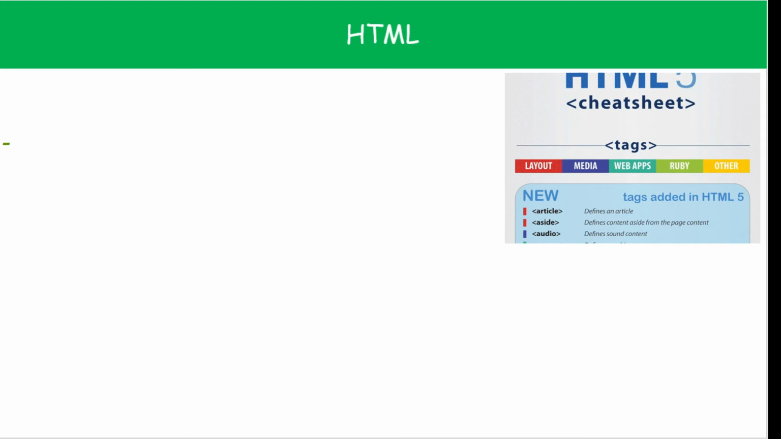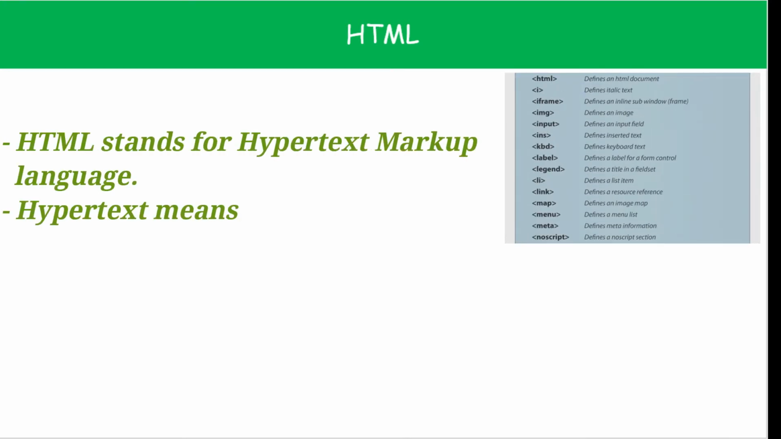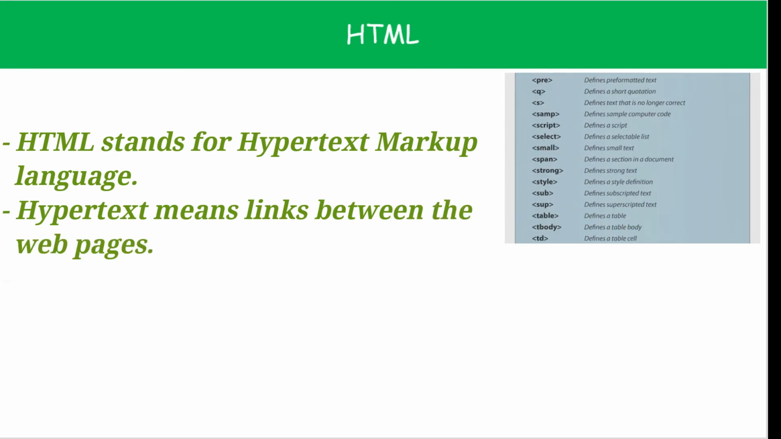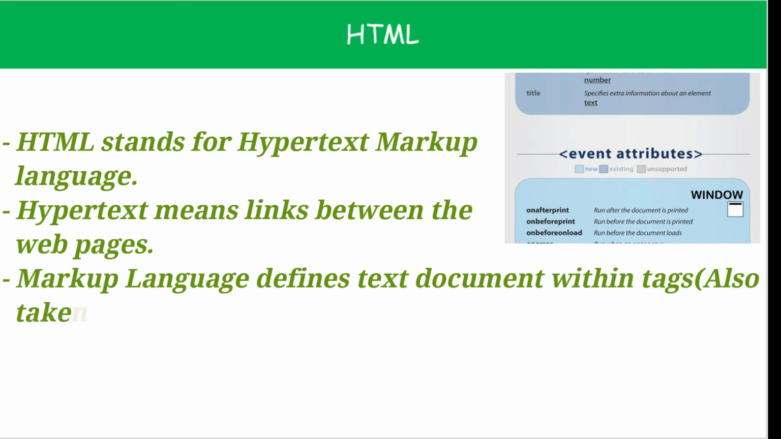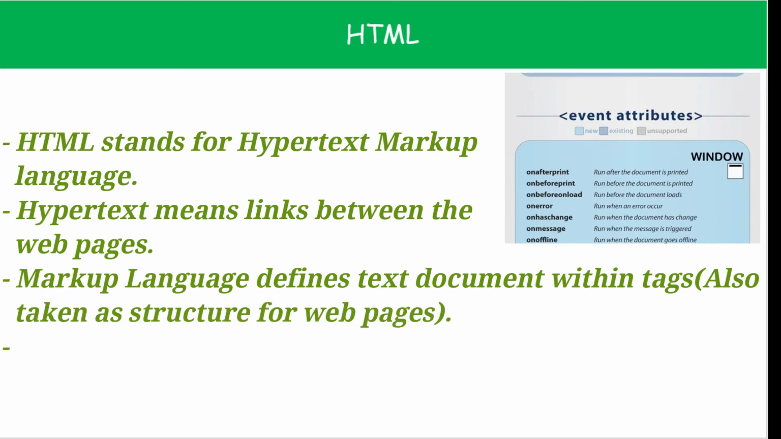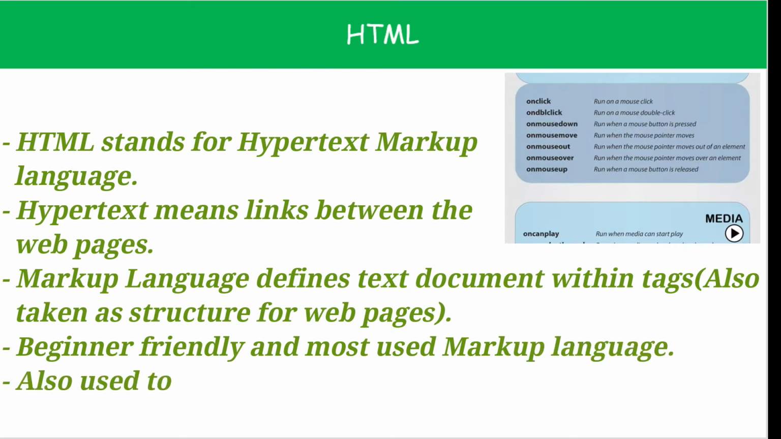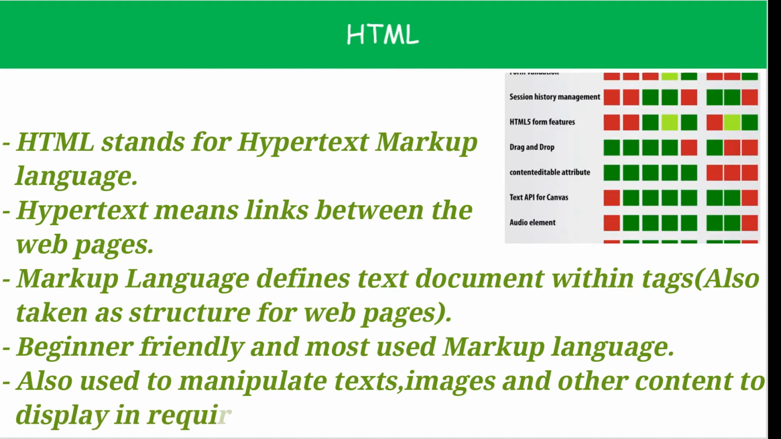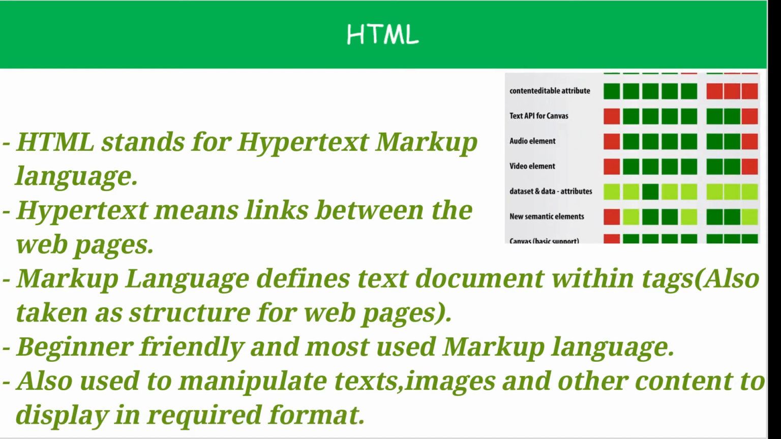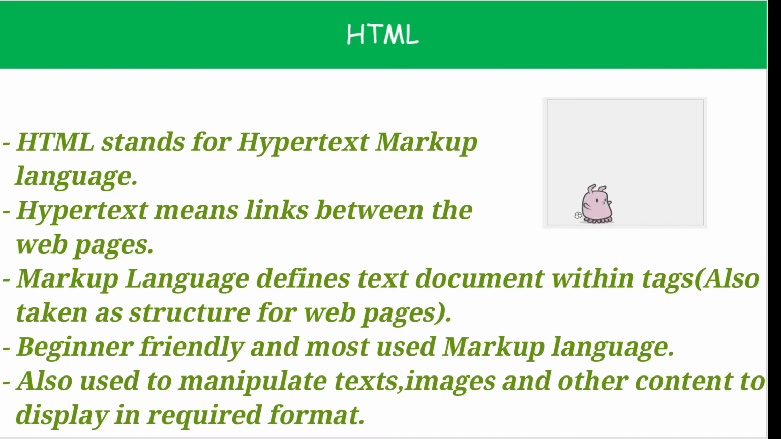From the full form of HTML, we know that hypertext means the link between the web pages, and markup language defines text documents within tags, also taken as the structure for web pages. Since HTML is very easy, beginner-friendly, and one of the most popular and widely used markup languages for creating static pages, it is used to manipulate images, texts, and other content to display in a required format.